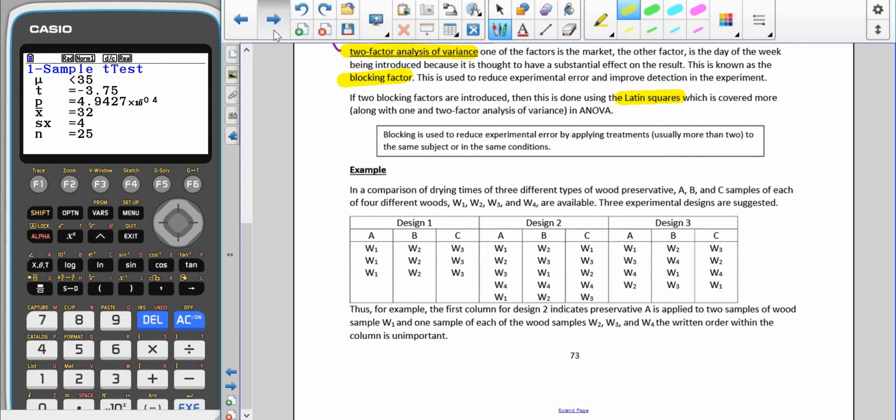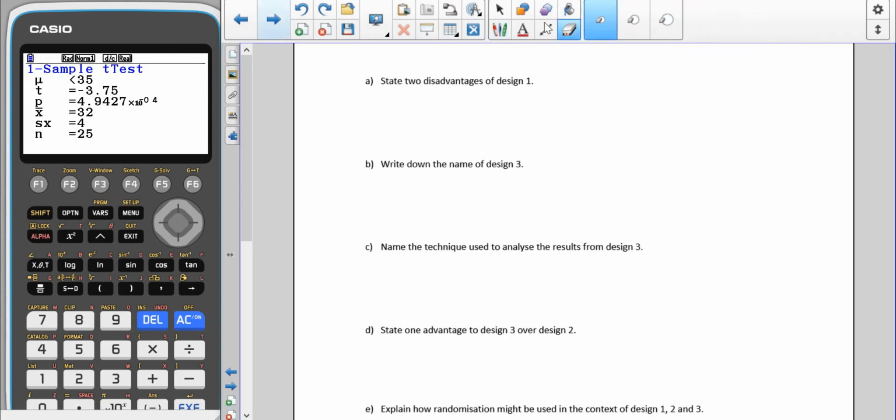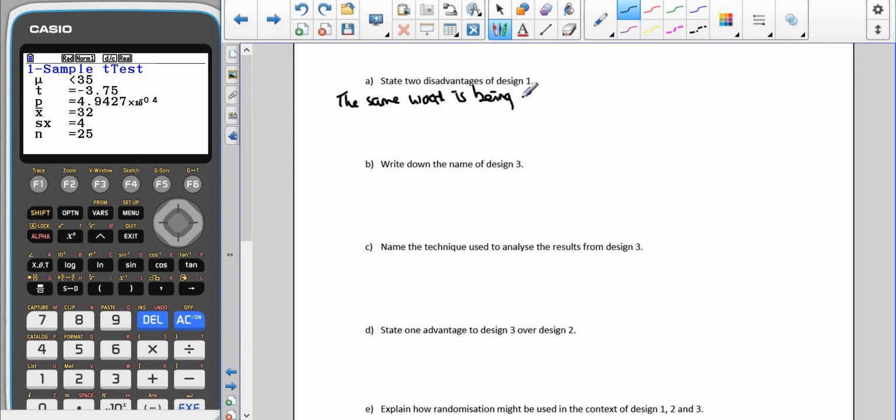So then we are being asked to state 2 disadvantages of design 1. So remember, design 1 is where A was applied to wood 1 3 times, B to wood 2 3 times and C to wood 3 times. So 2 disadvantages that I can think of is that the same wood is being used multiple times with the same treatment.